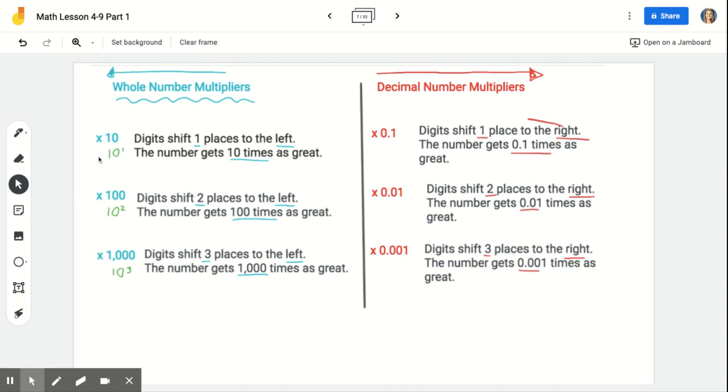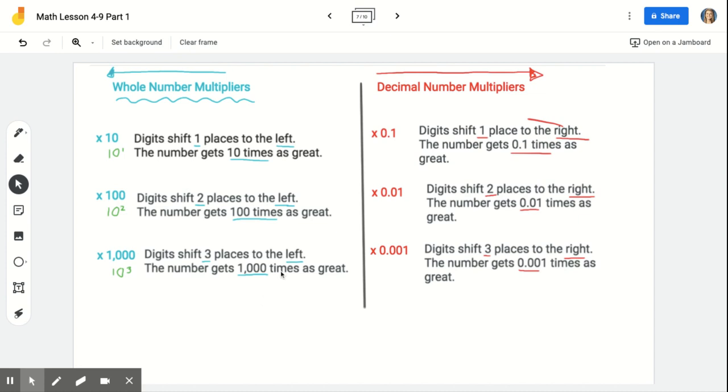For example, when we multiply times 10 or times 10 to the first power, those are the same. We know that we can shift our digits one place value to the left. When we multiply by 100 or times 10 to the second power, we can take the other factor and shift the digits two places to the left to arrive at our product. And when we multiply by 1000 or 10 to the third power, those are the same. We can shift our digits three places to the left to arrive at our product.